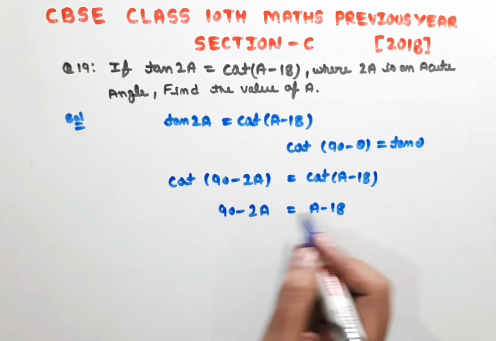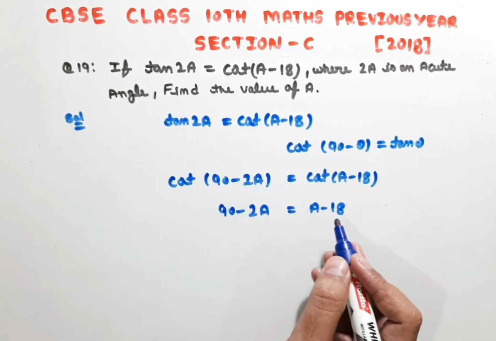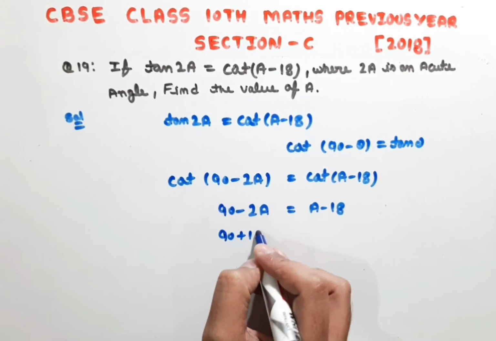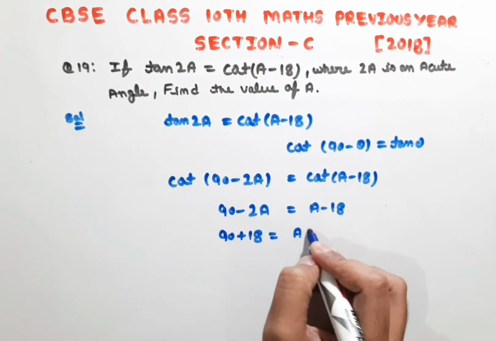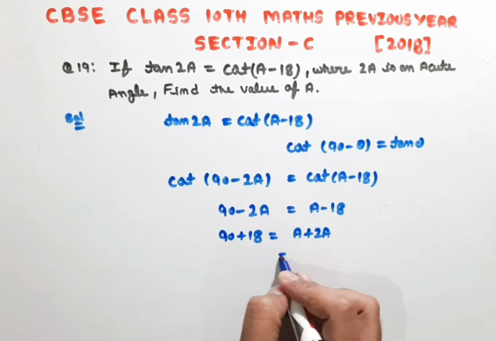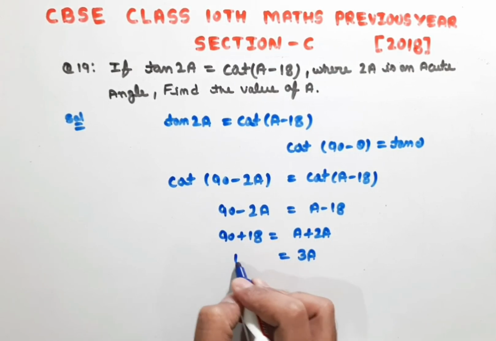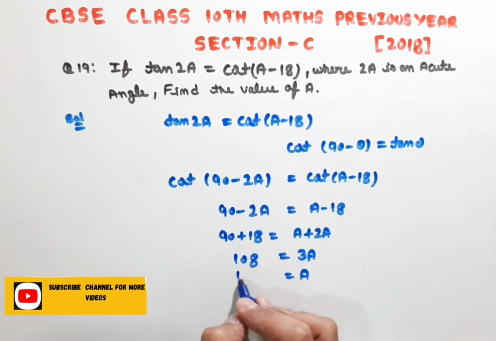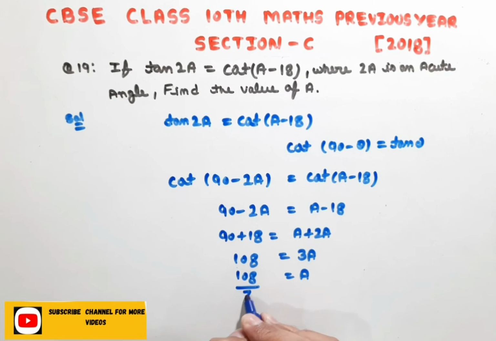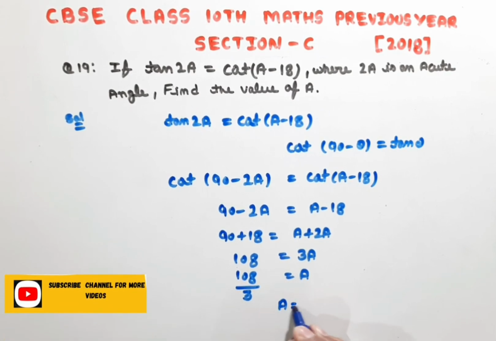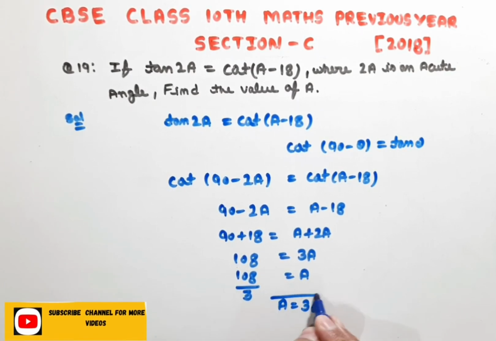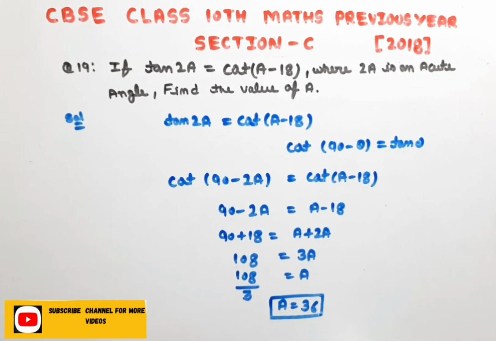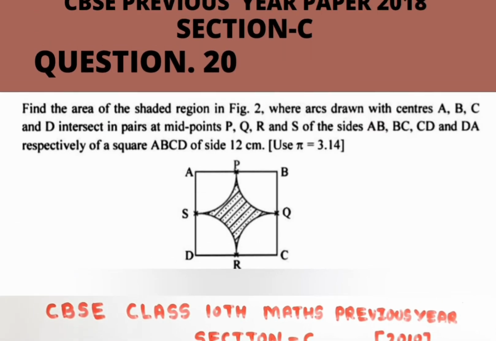So taking minus 2A this side and 18 this side, 90 plus 18 will be equal to A plus 2A. So 3A will be equal to 108. From here A will be equal to 108 upon 3, that is equal to 36. This is the value of A.